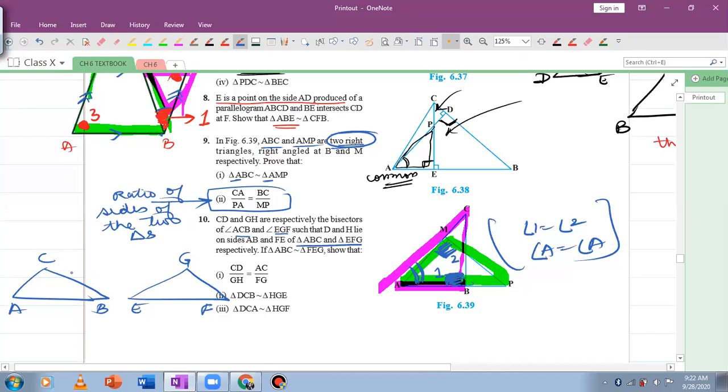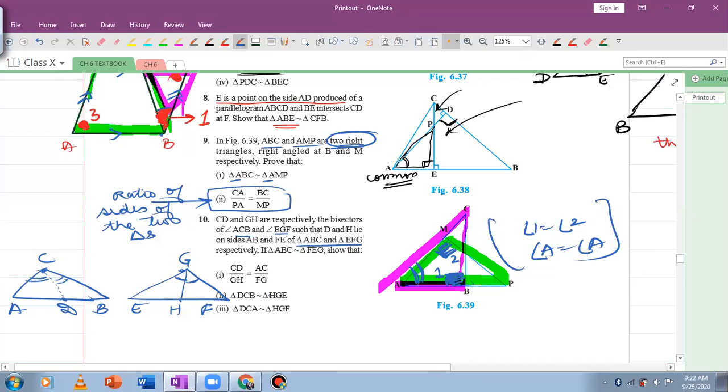So you have to make one bisector of angle C and one bisector of angle G. So if you bisect angle C, the point D lies here. So these are the equal parts of angle C. Similarly, G is bisected and you have two equal parts over here. Point H lies on EF. This is what you have. These are the two triangles.